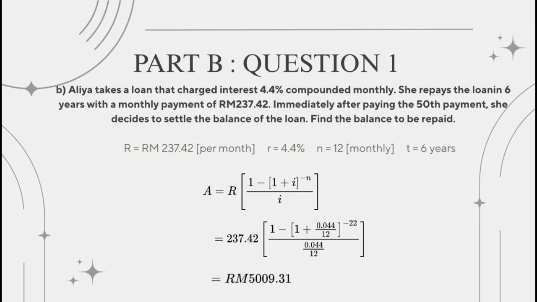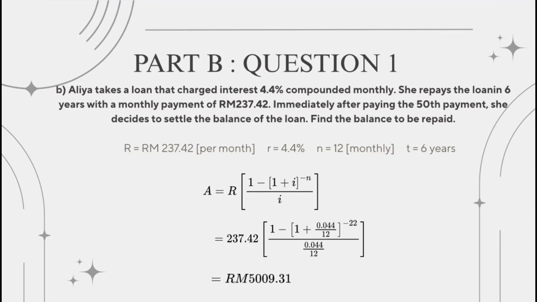For this question, Alia took out a loan with an interest rate of 4.4% per annum, and the interest is compounded monthly. She makes monthly payments of 237 ringgit and 42 cents. After making the 50th payment, she wants to settle the entire loan balance.